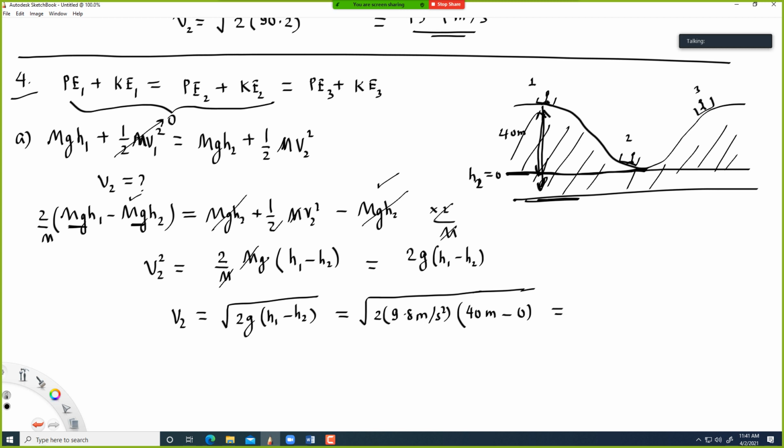So do the math. 2 times 9.8 times 40, and take the square root of that. 28 meters per second. Okay.